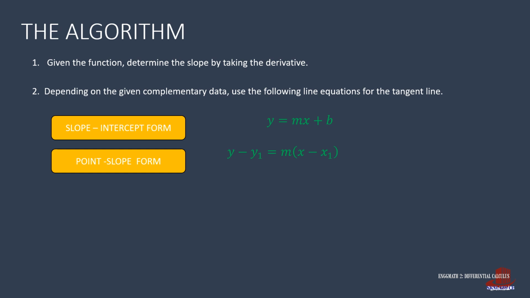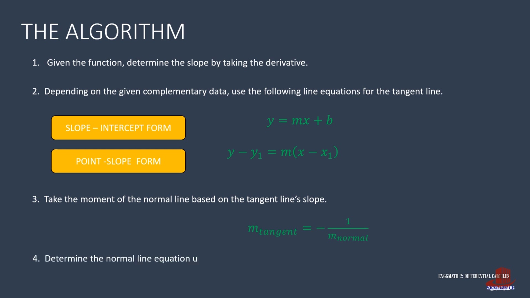Both line formats result in the tangent line of the plane curve, so next is to solve for the normal line. With the same procedure, one only needs to change m tangent into the normal slope, which is basically just the negative reciprocal of the tangent slope. Plug these into the line format of your choice and have the normal line function.